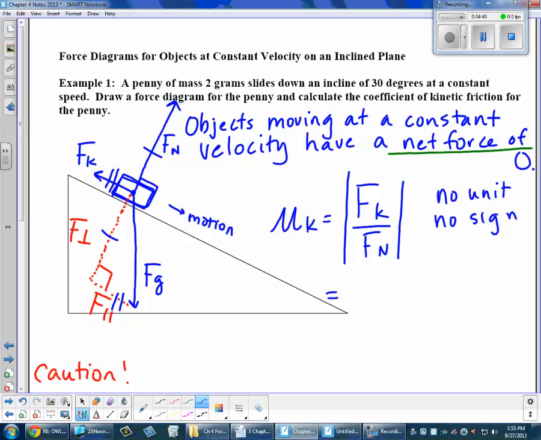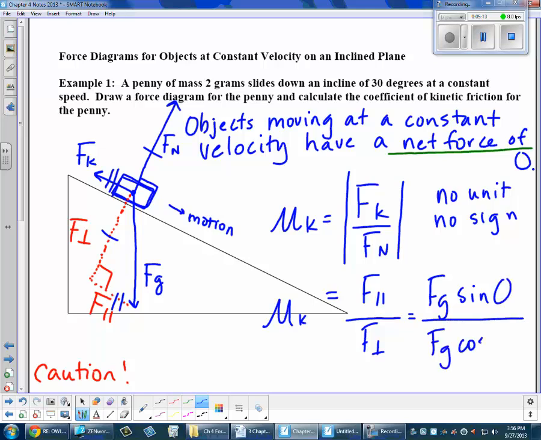So I'm going to do some substituting now. I know that Fk is equal and opposite to F parallel, and I know that Fn is equal and opposite to F perpendicular. In a previous podcast, we saw that F parallel was equal to FG sine theta, and that F perpendicular is equal to FG cosine theta. And the FG's cancel out, and what we're left with is sine over cosine. Well, sine over cosine is just the tangent of the angle.